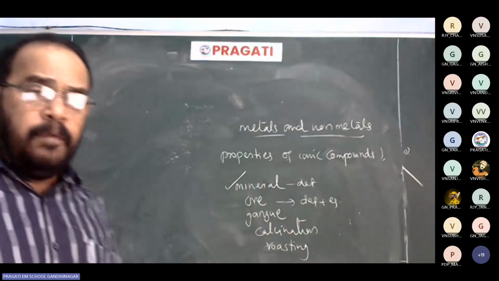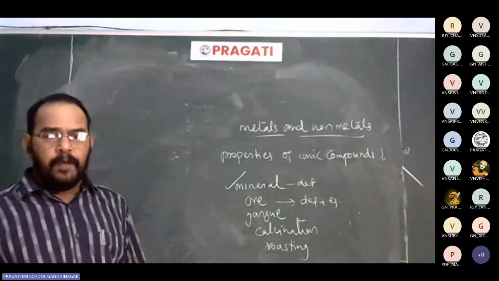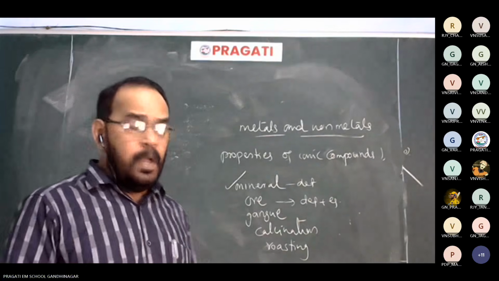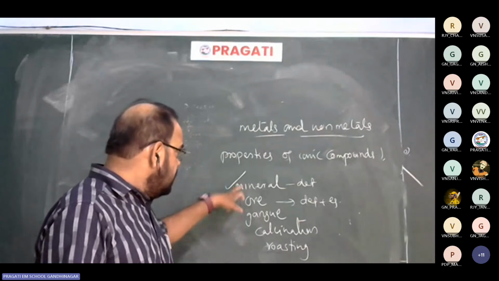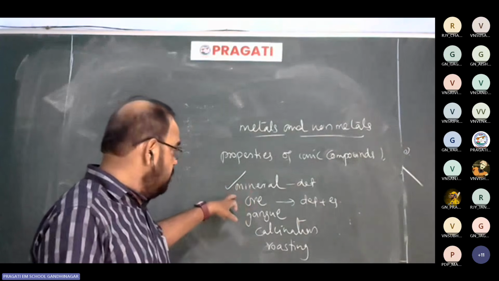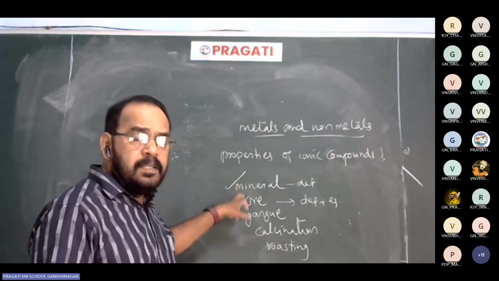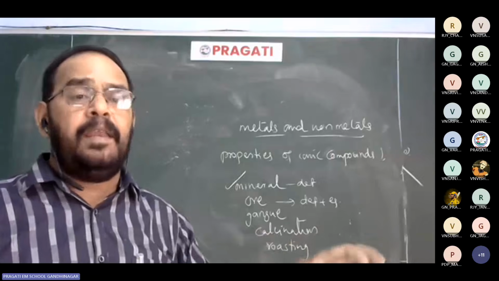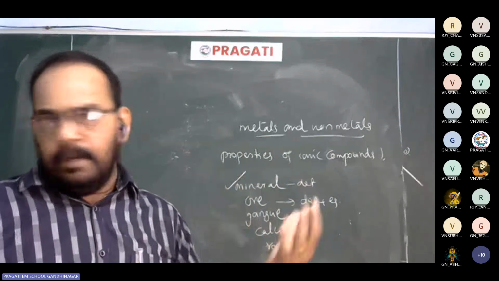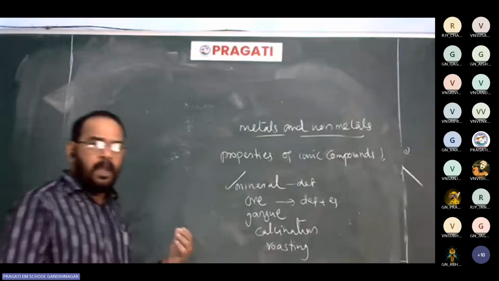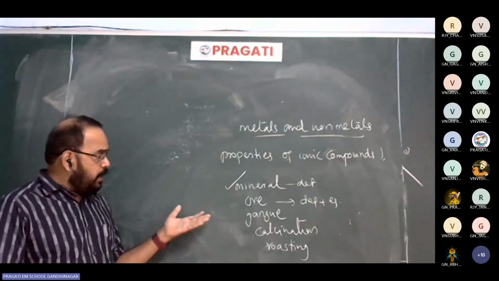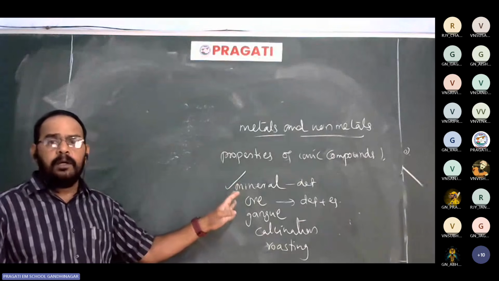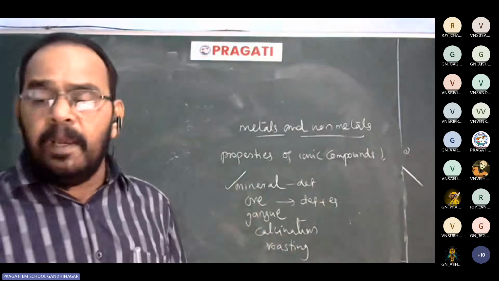A mineral, we can write, is an element or compound of a metal which exists naturally in the earth's crust. So then what is ore? Ore is the chief mineral of a metal. Ore contains a maximum percentage of the metal, or from ore you can extract the metal profitably and economically. So the work will be easy and it gives you more profit. The chief mineral, the main mineral, is called ore.